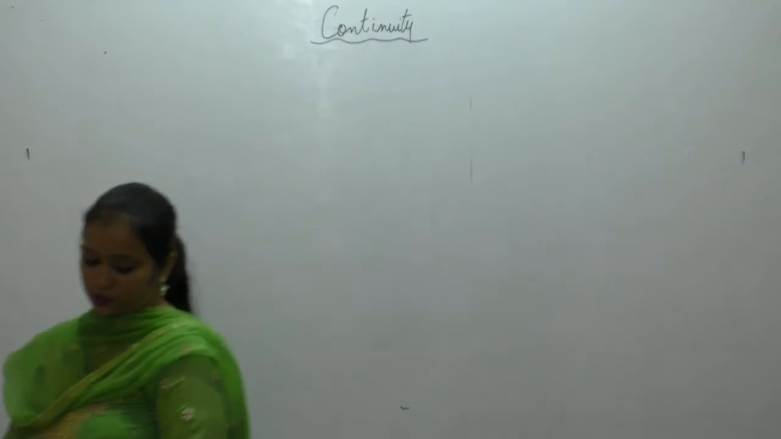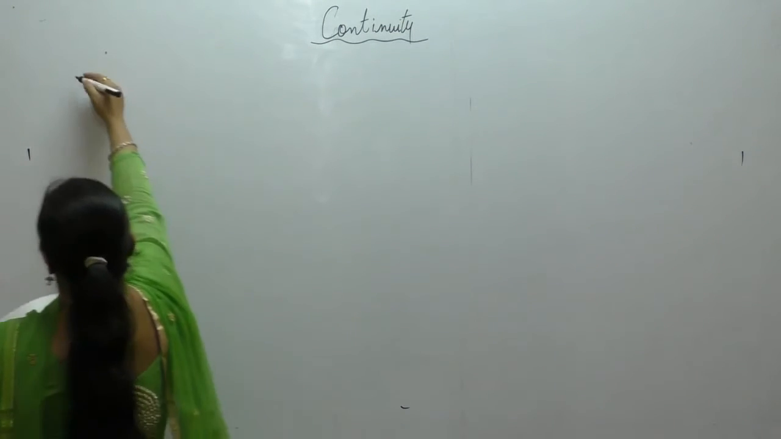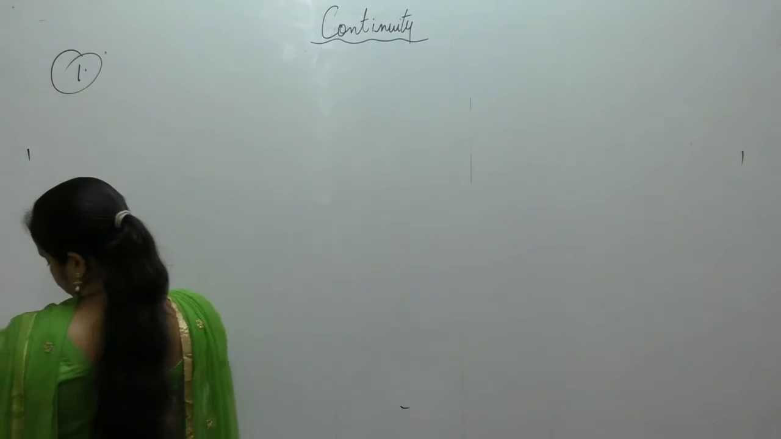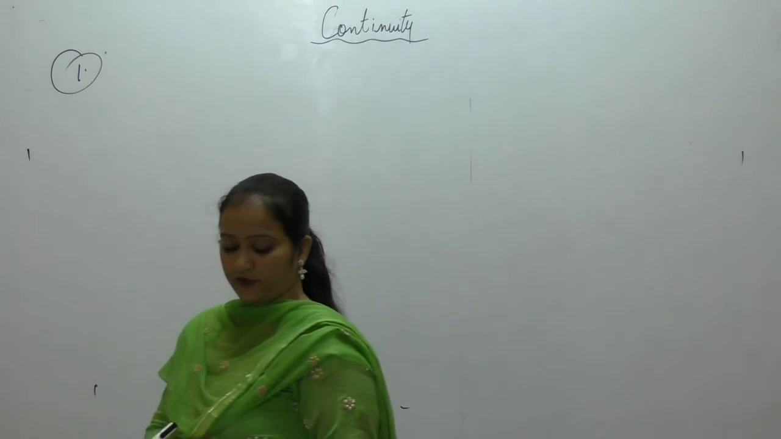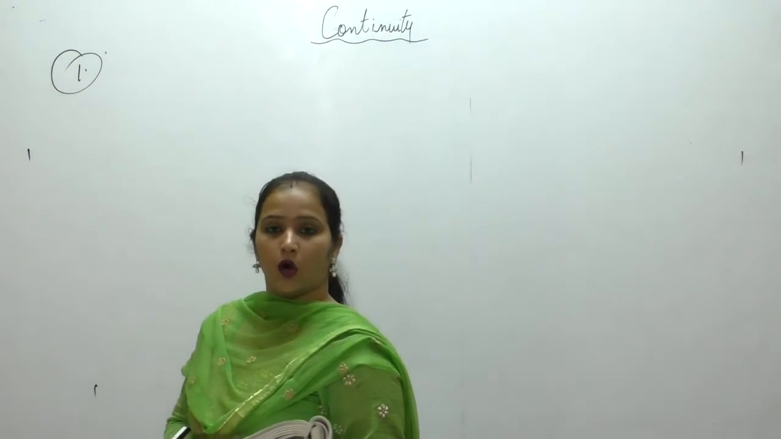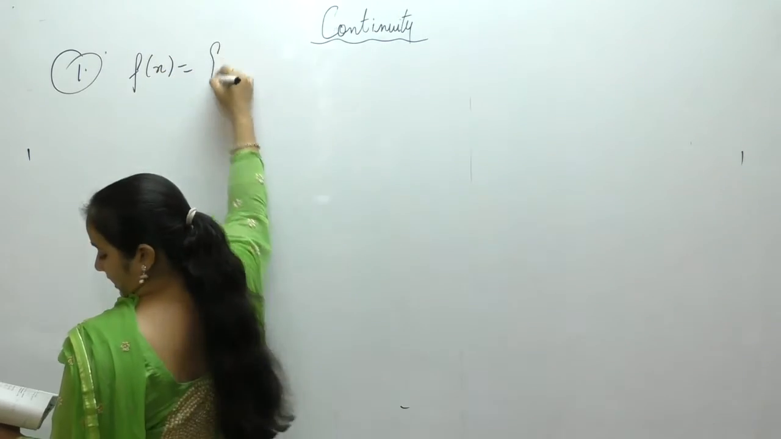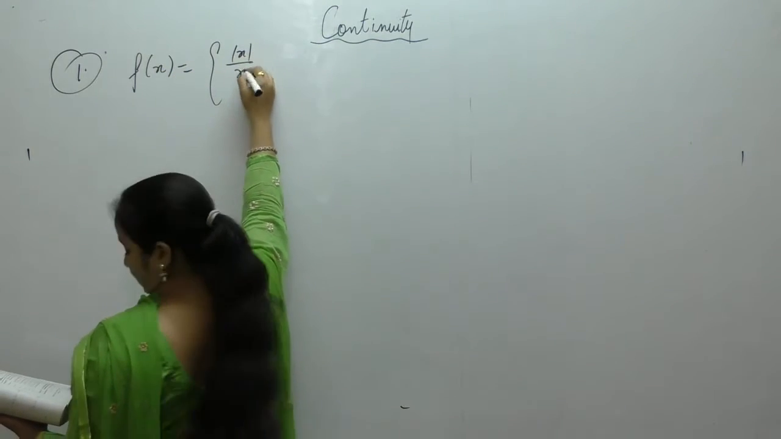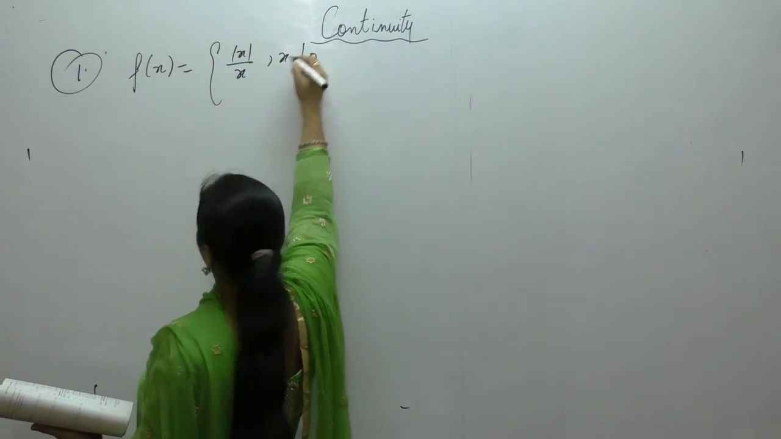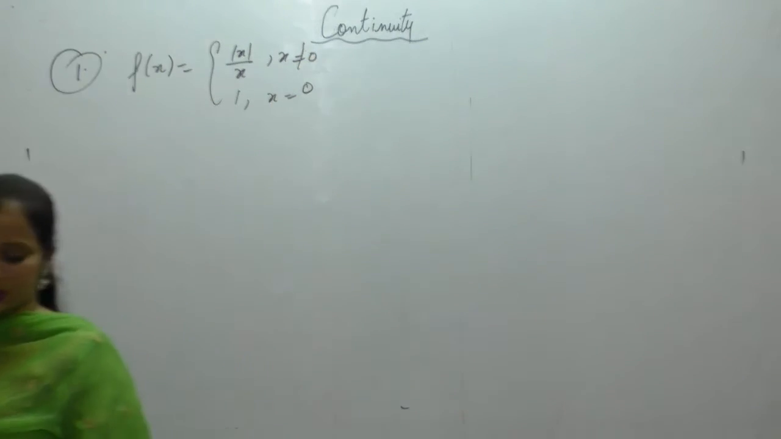We are going to start questions related to continuity. Write down the first question. Testing the continuity of a function at a point when the function has the same definition on both sides of the given point. Suppose we have the function f of x as modulus of x upon x, when x is not equal to 0, and 1 when x is equal to 0.